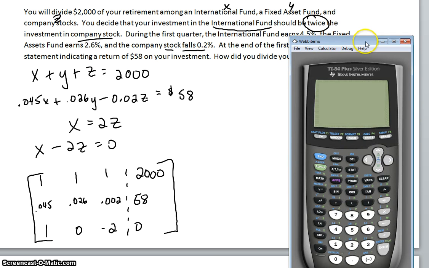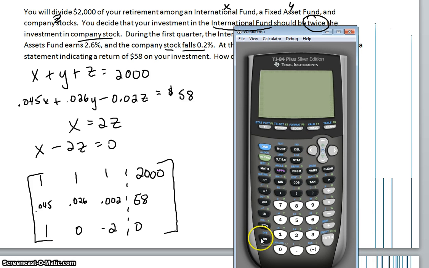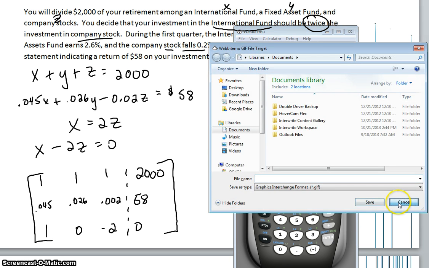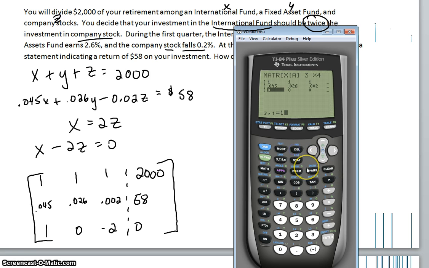So I'm going to grab my calculator, and I'm going to do second matrix. I'm going to edit the first matrix. This is going to be a 3 by 4 matrix, and I'm going to enter in all my values. 0.045, 0.026, 0.002, 58, 1, oops. Go back there and delete that. Okay, 1, 0, negative 2, and 0.